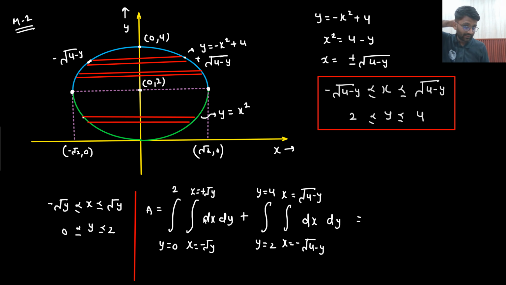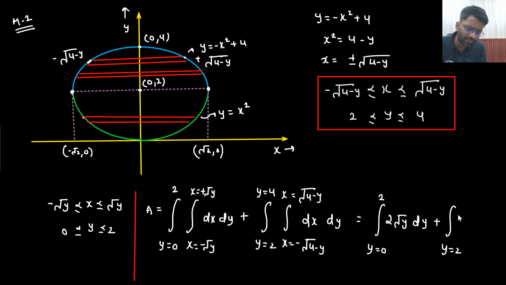So what you will be getting? So here if I solve it, y going from 0 to 2, 2 under root y dy, plus y going from 2 to 4, 2 under root 4 minus y dy, right? Integration of dx would be x, then under root 4 minus y minus minus under root 4 minus y, so 2 under root 4 minus y dy. This is what we will be putting, right? So if you just solve it, what answer you will be getting?